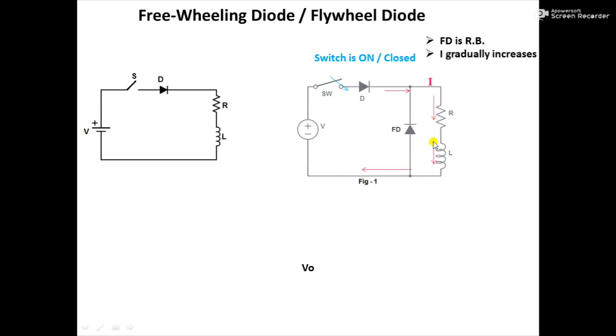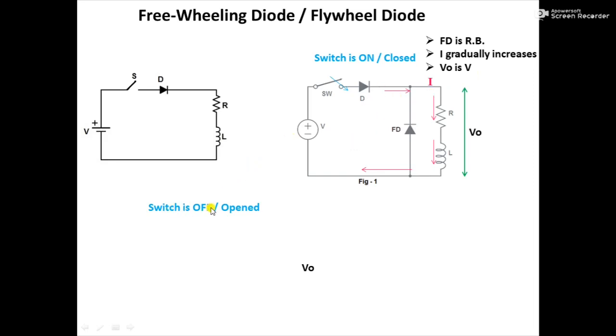Now this current flowing through the load will gradually increase. It will slowly increase because there is an inductive part in the load. As it increases, it will store some energy in the inductor. Right now, since the freewheeling diode is open circuited, you will have an open circuit here, and the output voltage coming across the load, V0, will be equal to the supply voltage V. So your V0 is equal to V. This is what happens when the switch is on or closed.